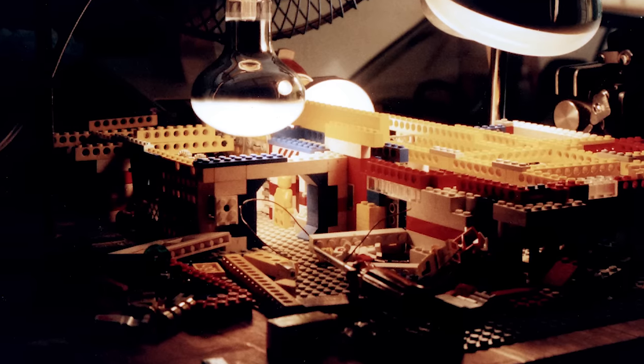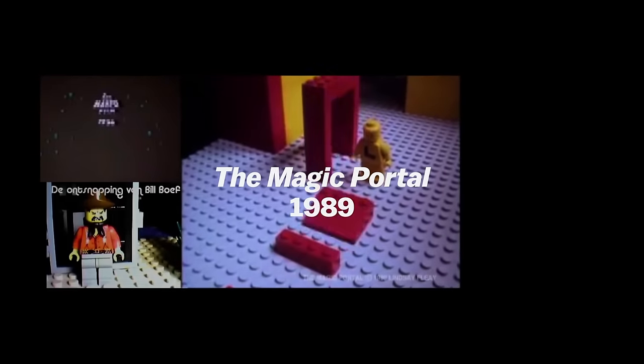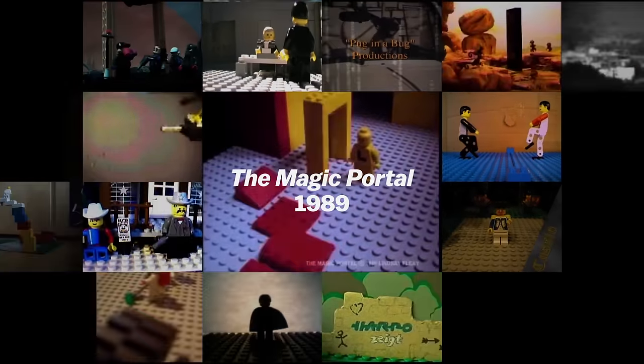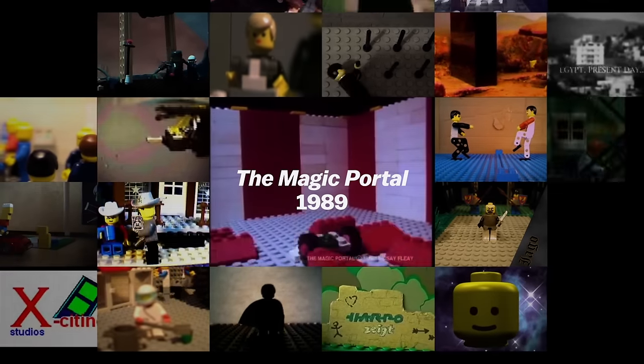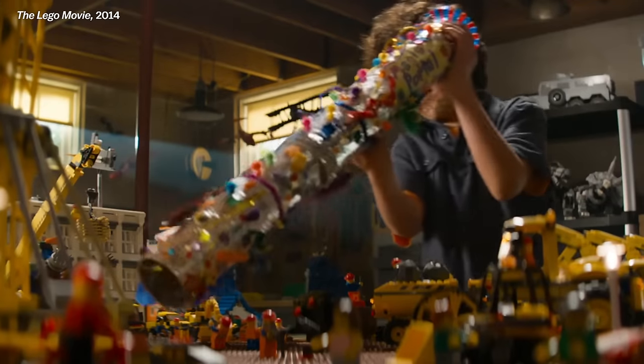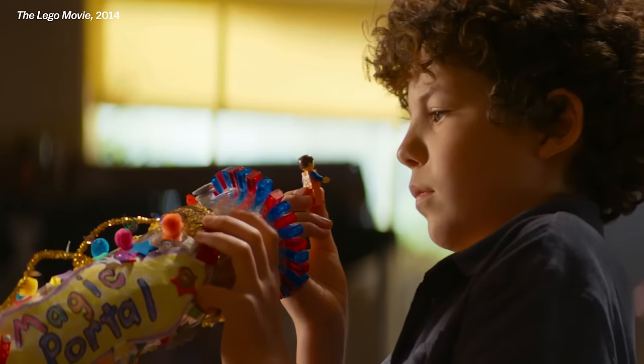Flay actually went on to work at Animal Logic. He left before production on Lego projects began, but his movie had a huge influence on the world of Brickfilms. If you look at the live-action portion of the Lego movie, you'll see Finn, the little kid, holds up a sort of cardboard tube, and across the side is written Magic Portal.